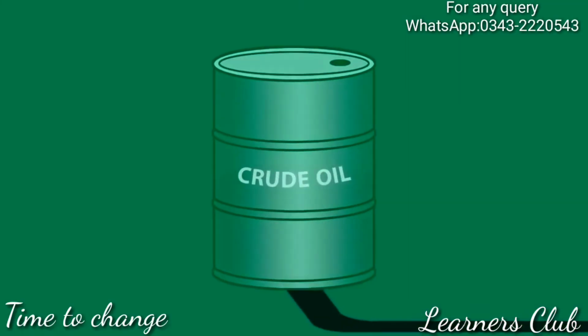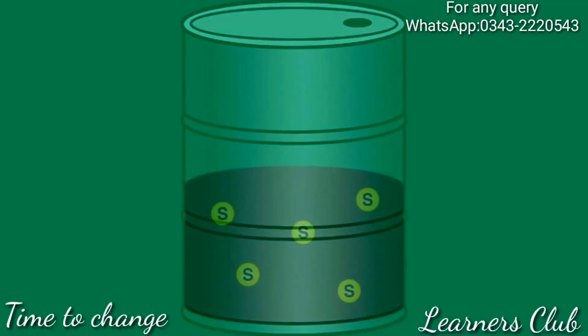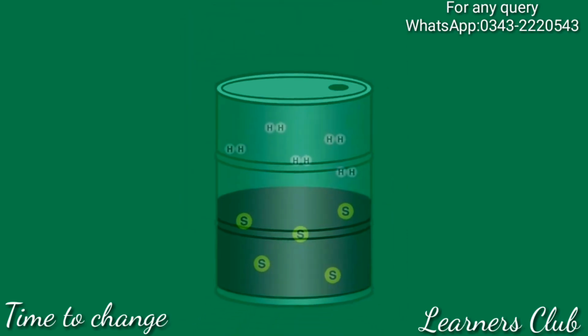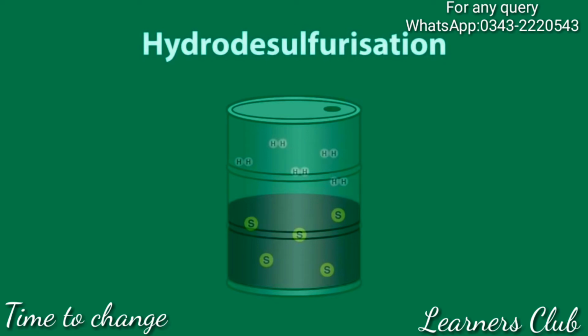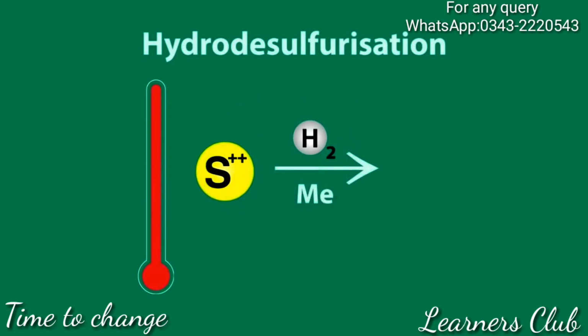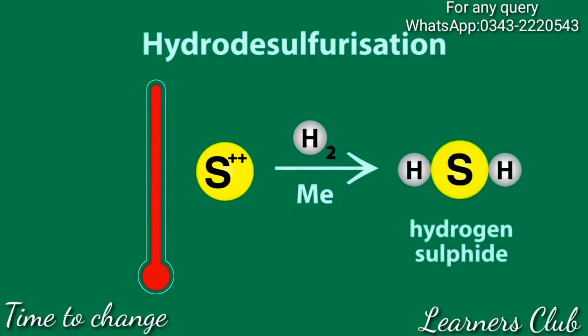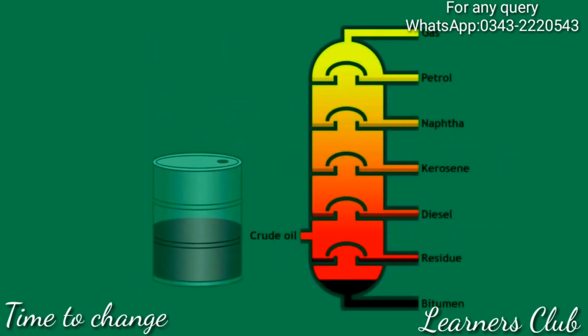In oil refineries, sulfur is removed from crude oil by reacting it with hydrogen. This reaction, known in industry as hydrodesulfurization, takes place at high temperature with a metal catalyst to produce hydrogen sulfide, that bad egg smell and a very poisonous gas. When this purified oil is refined into various fuels, it is virtually free of sulfur.